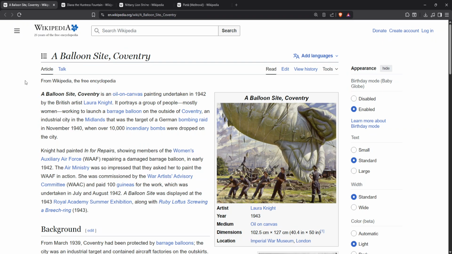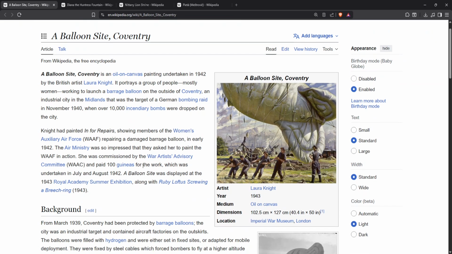A Balloon Site was displayed at the 1943 Royal Academy Summer Exhibition, along with Ruby Loftus Screwing a Breech Ring. Maybe we'll see that one next time. We'll see.